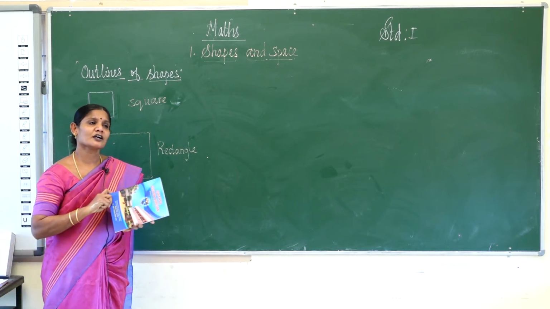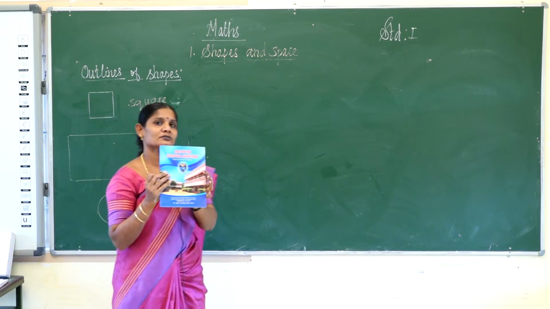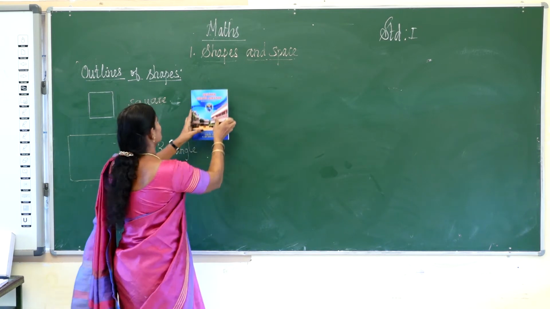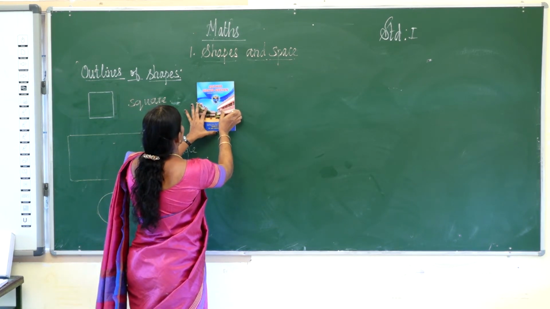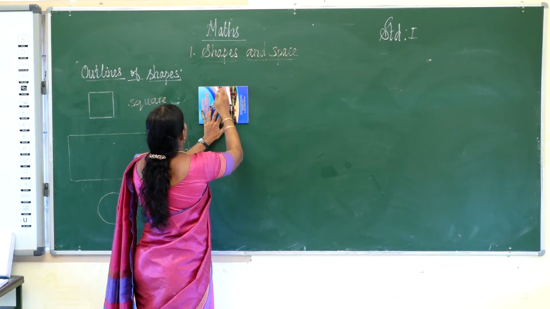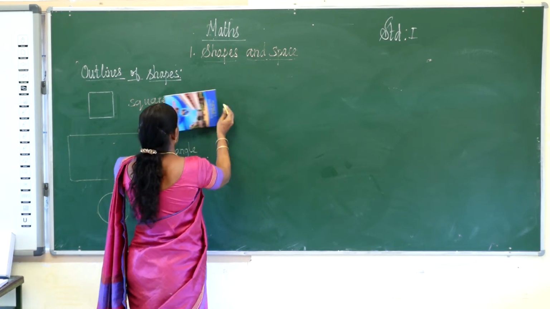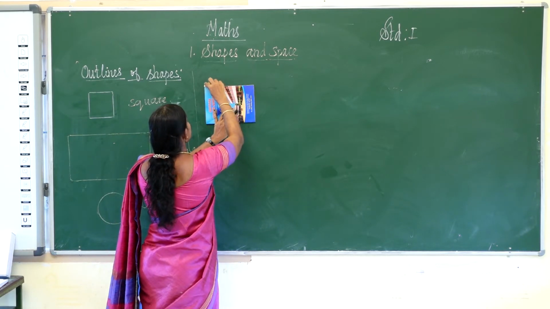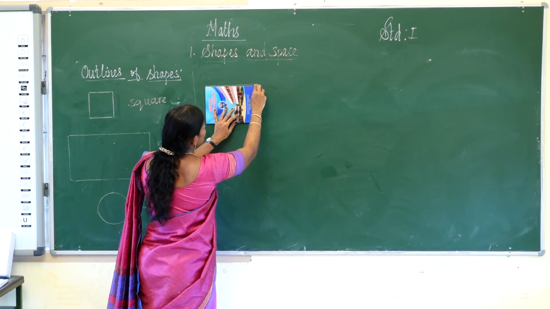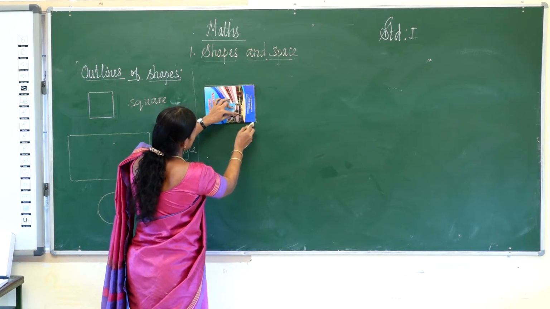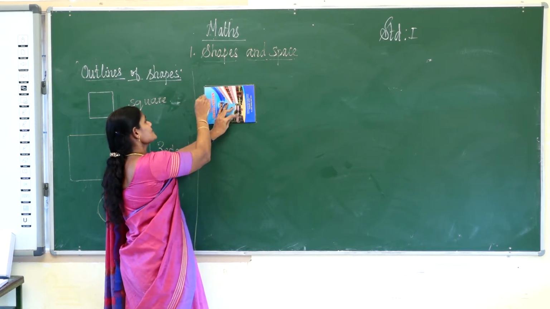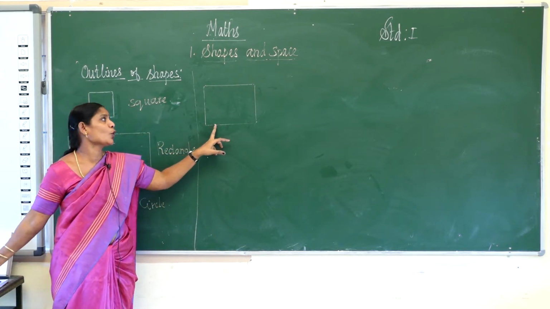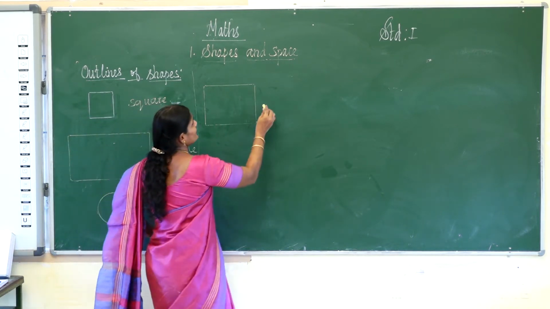You take another book. You take your note. Okay, draw the outline shapes. First side, then second side, then third side, then fourth side. Okay, what is the shape of this note? This is the rectangle.